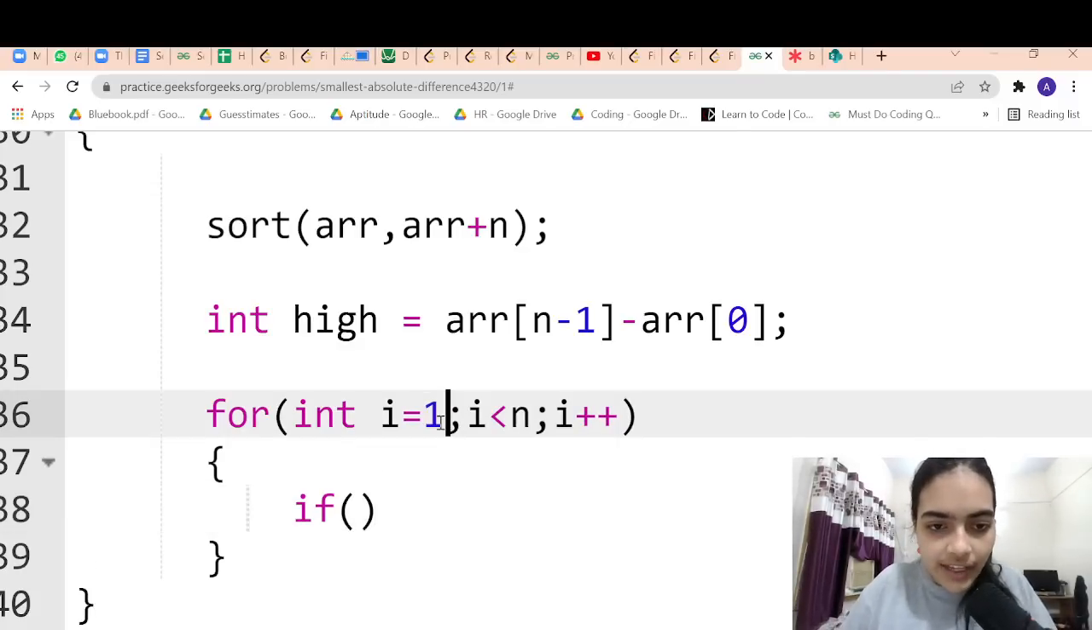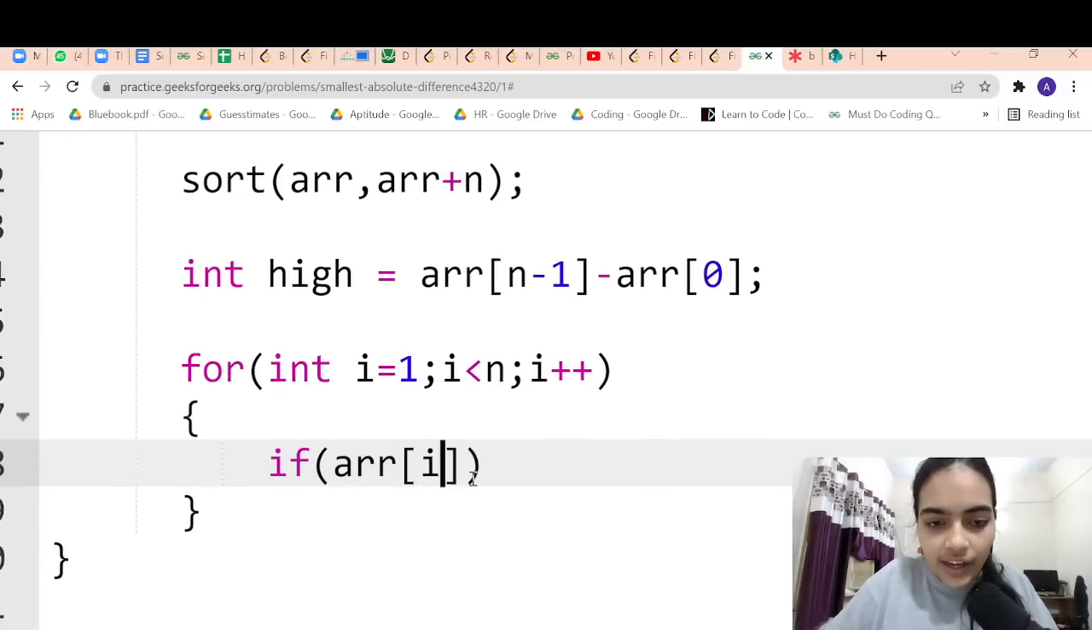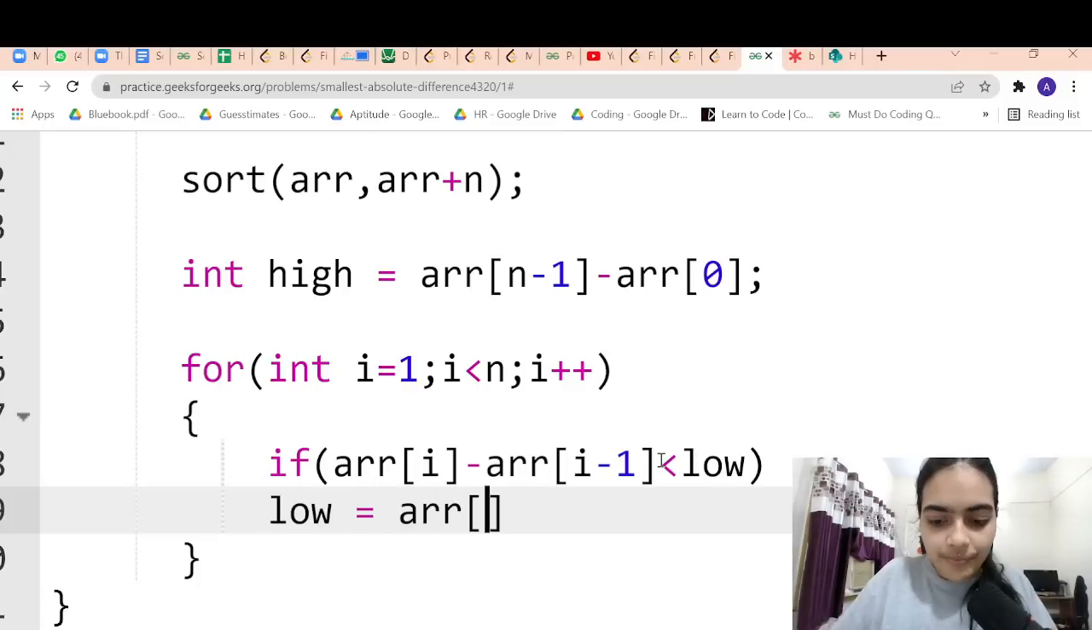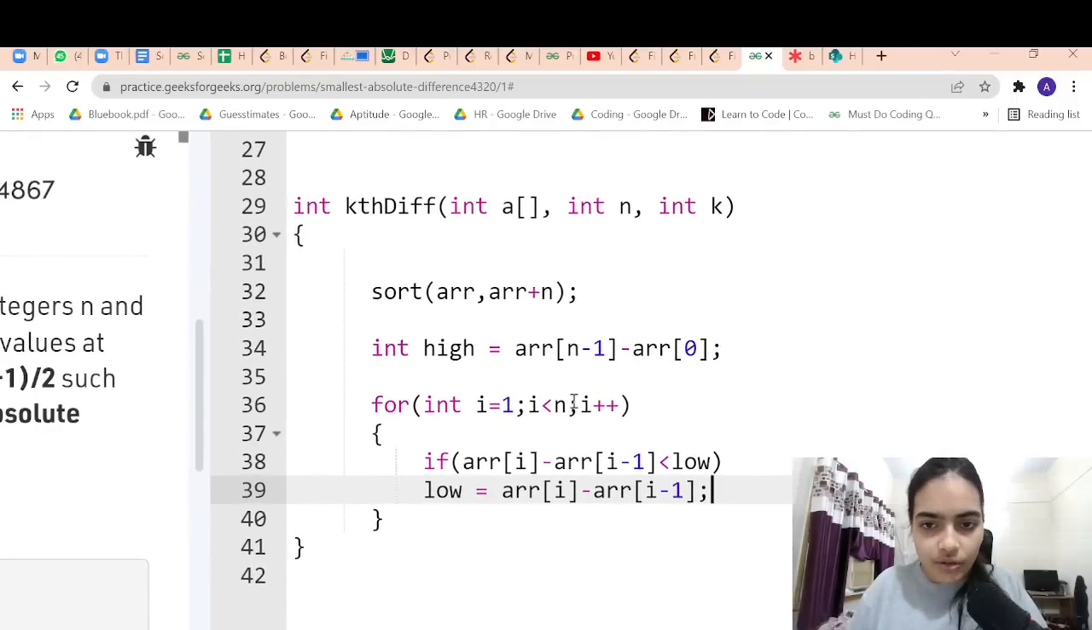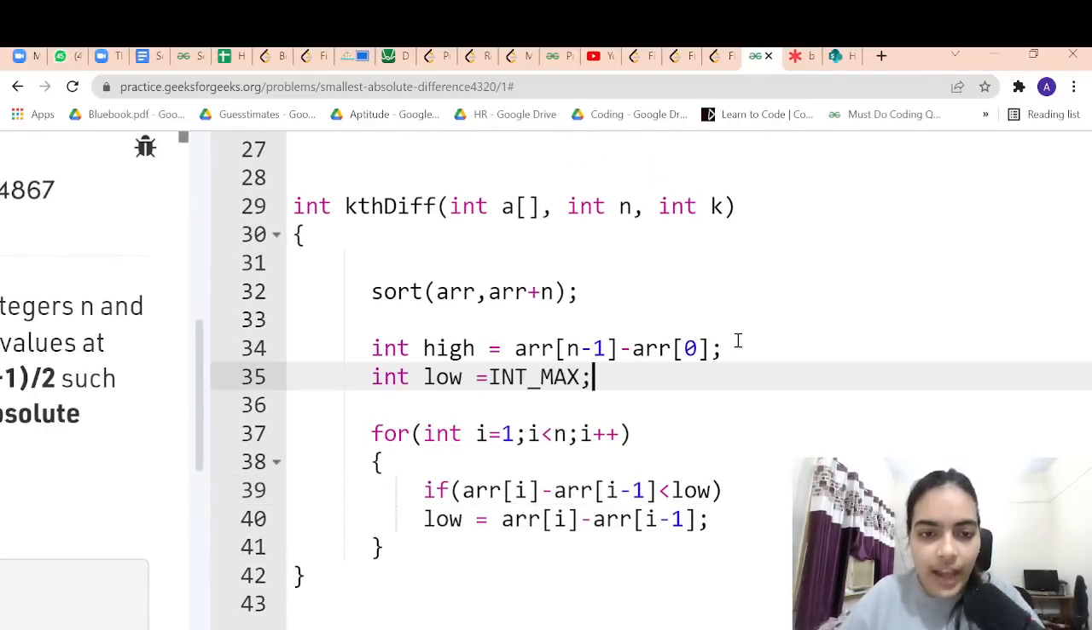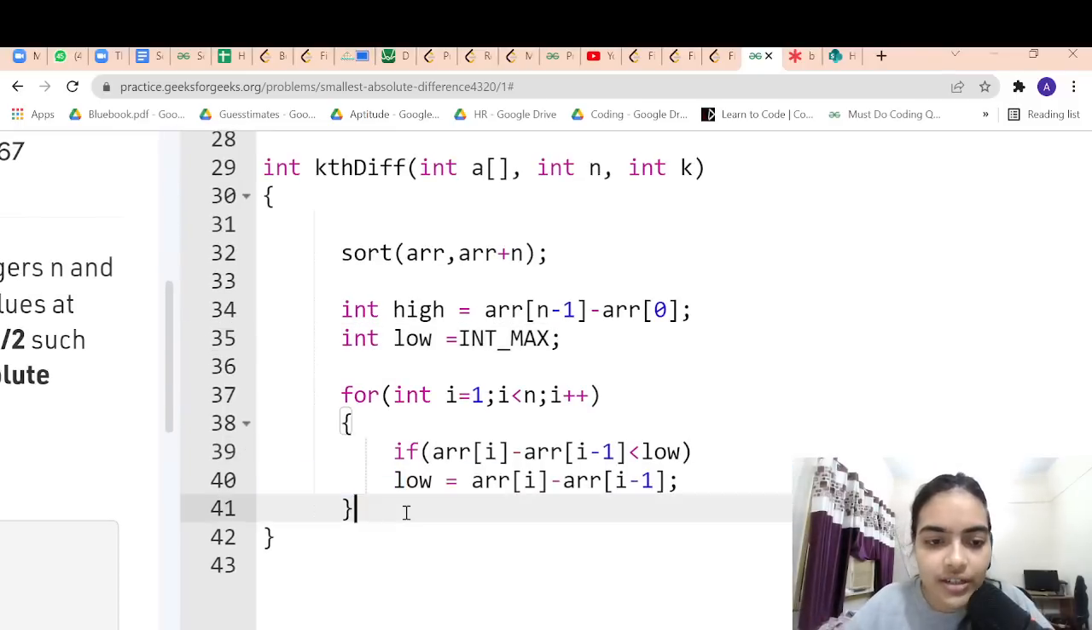So I will start with I equal to 1. If array of I minus array of I minus 1, between adjacent numbers I am checking, right? If that is less than low, this will be your new low. So that is the lowest possible absolute difference you can get by just checking the adjacent numbers. So I can declare a low. Initially I can make it int max, and whenever I get a proper low, I can change it.